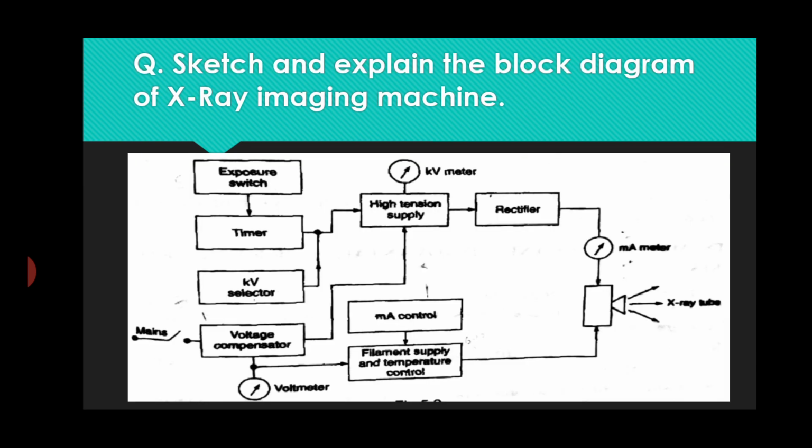Now we will see the sketch and explain the block diagram of an X-ray imaging system. In this there are a number of blocks or parts of the X-ray imaging system: the exposure switch, timer, KV selection, voltage compensator, high tension supply, rectifiers, and the X-ray tube.